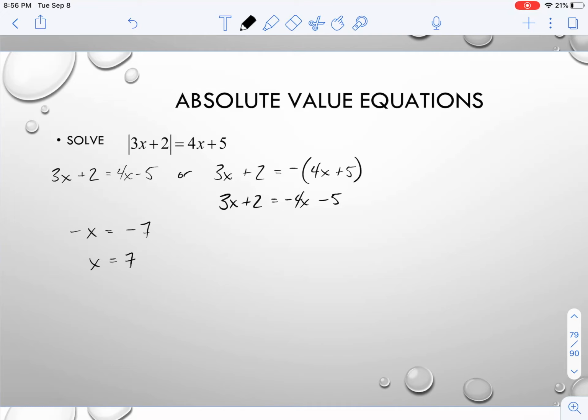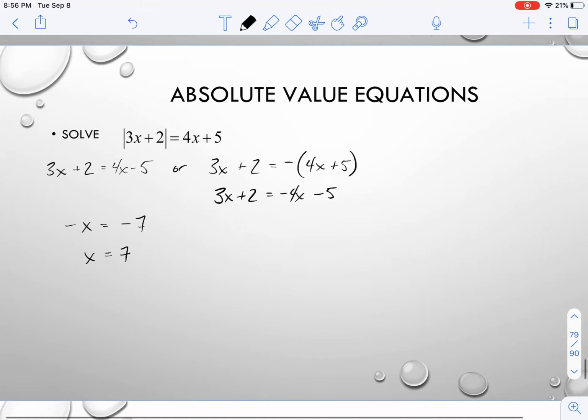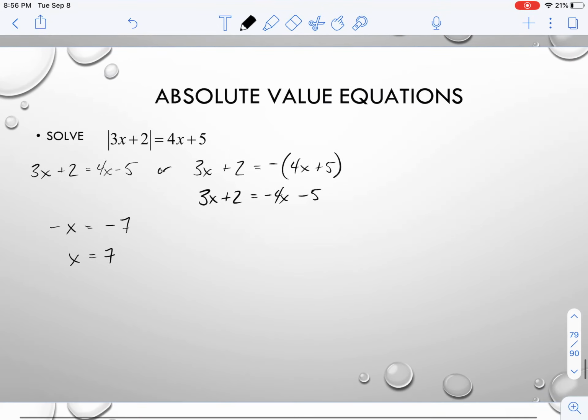Okay. On the right, let's add 4x. When I add 4x, I get 7x equals, and when I subtract 2, I get negative 7, or x equals negative 1. Now, the one thing that is really important when we have absolute value equations, and specifically when I have a variable outside of my absolute value, is that I need to check for extraneous solutions.